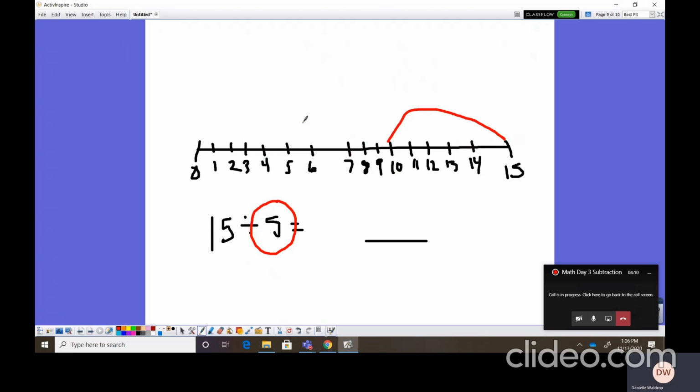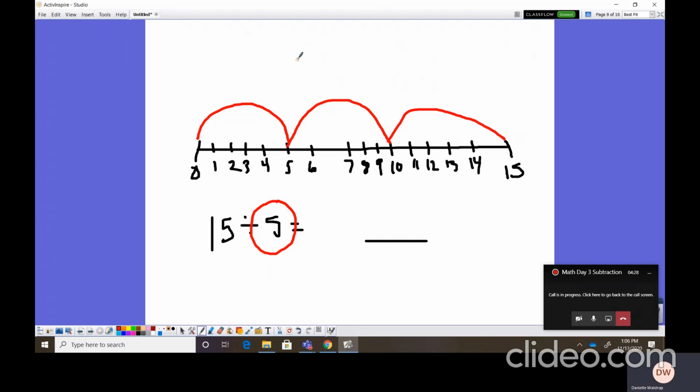1, 2, 3, 4, 5. 1, 2, 3. Oops, sorry, my mouse. 1, 2, 3, 4, 5. All right. And I'll give you a minute to do your jumps of 5 as well.